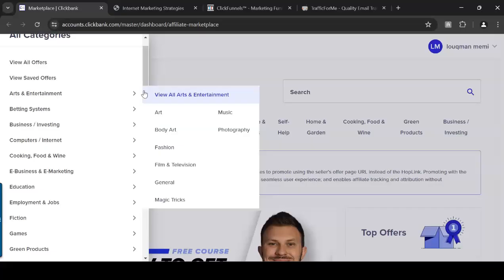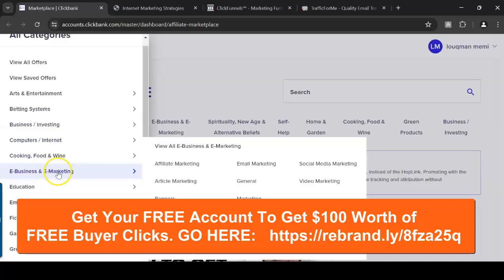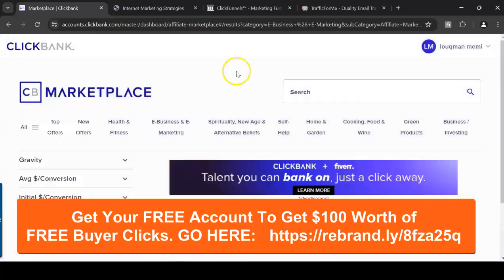What do I mean by unique? Unique means a visitor has not seen that page or not seen anything related to that. If you're driving traffic from a place where people have seen this offer many times, or they have seen related offers many times, most likely you're not going to generate a sale. So you have to come up with unique traffic. Okay, so let's just choose a product from e-business, e-marketing, and let's go to affiliate marketing.